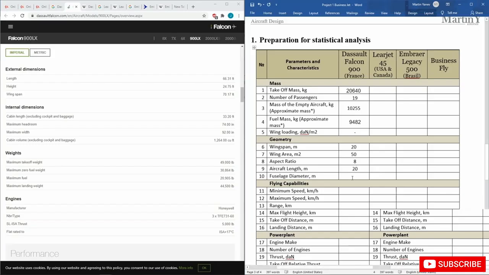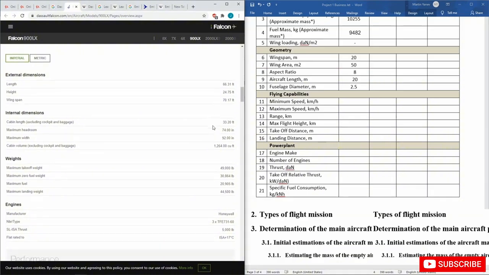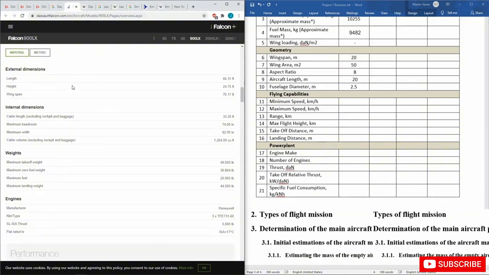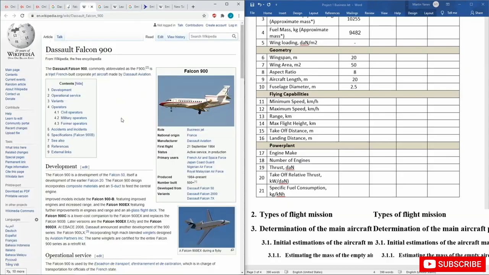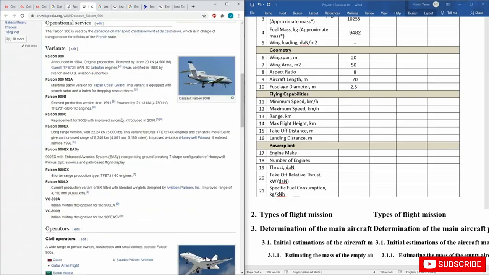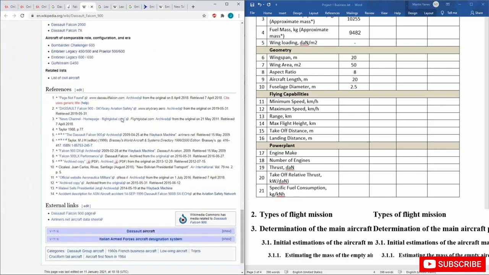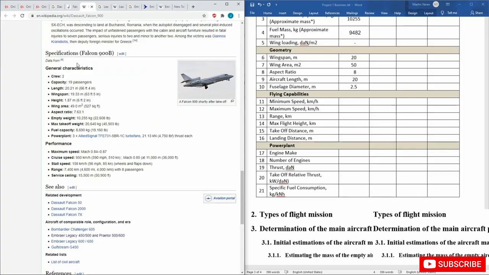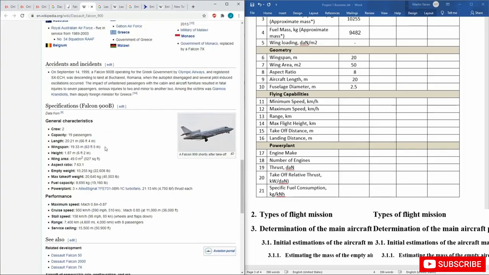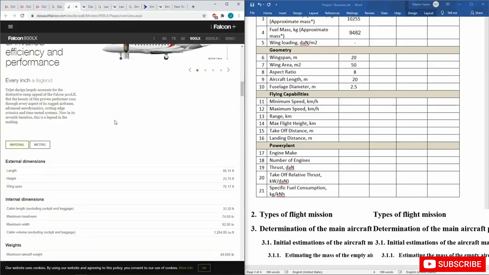20 meters. And the fuselage diameter is 2.5 meters. So just to mention that one of the sources is obviously the company website, but the other source that I used is basically the Wikipedia page, and Wikipedia sometimes is quite useful about these things, where in the end usually you can find the specifications of different types of aircraft. Okay, so this is what I used. I basically used Wikipedia and the site of the producer.